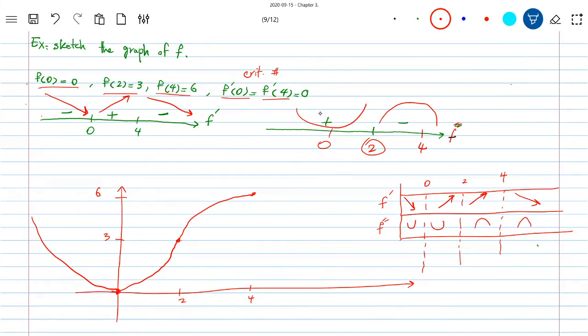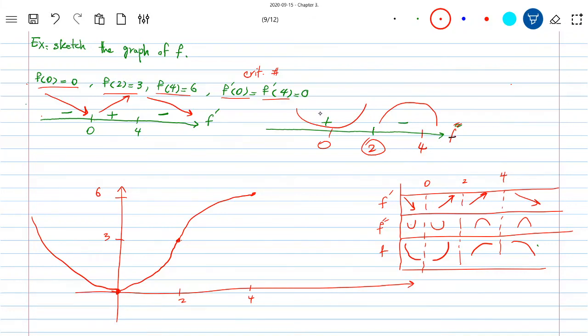So what does the graph look like? f is a combination. Decreasing concave up will look like this. Increasing concave up will look like that. By the way, you cannot draw it this way because it's not increasing on the left side. So increasing concave up would look like that. And then increasing concave down would look like this. And decreasing concave down looks like that. So it means I should draw the curve connecting these 4 pieces.